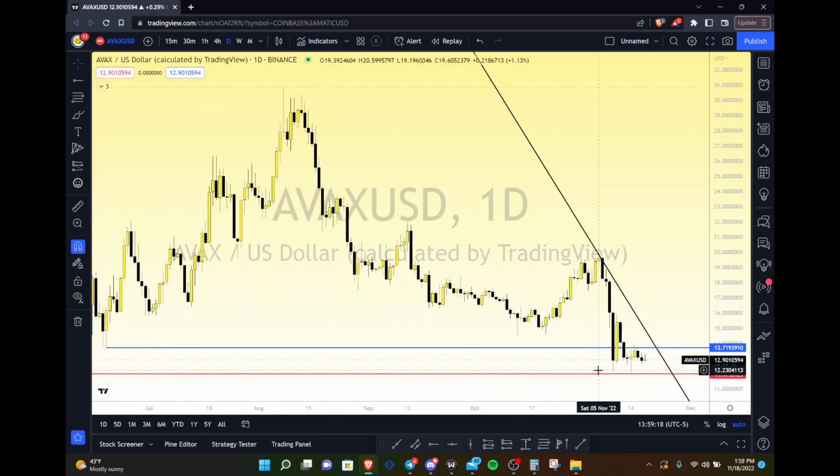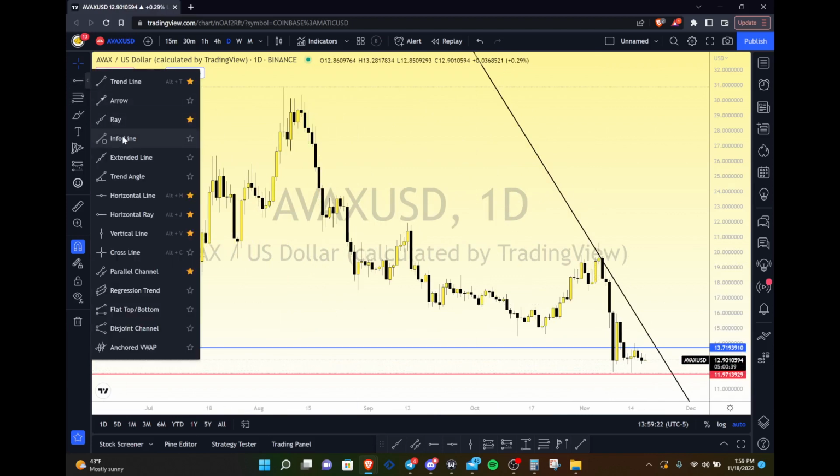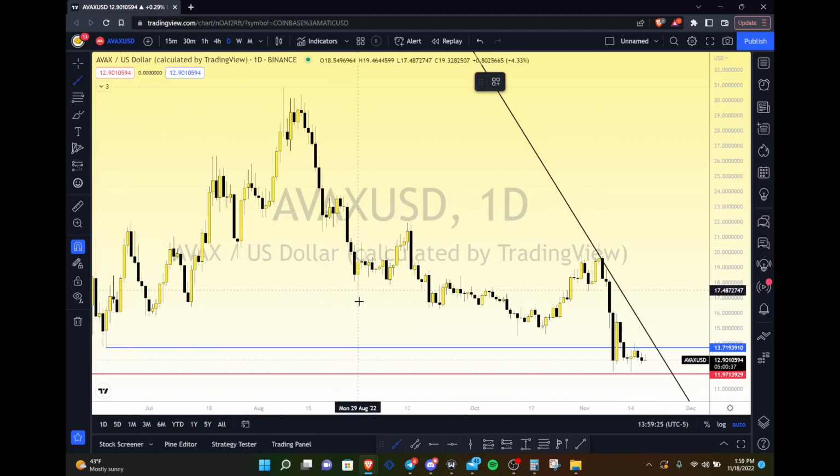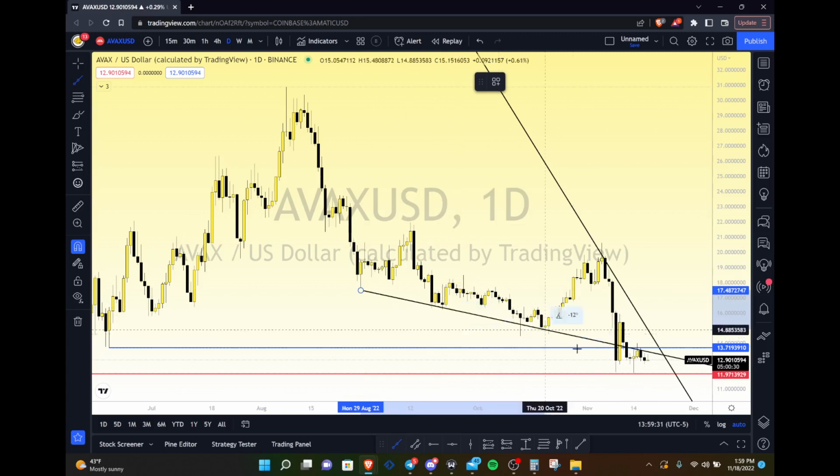We're not there yet. We're also on another support level here if you caught it. So taking a look at this low right here, from this drop, from this swing high to this swing low, and then attaching it to the price action right down here.